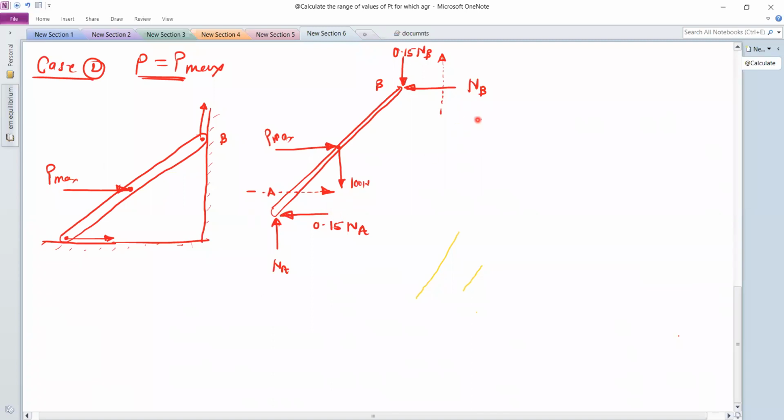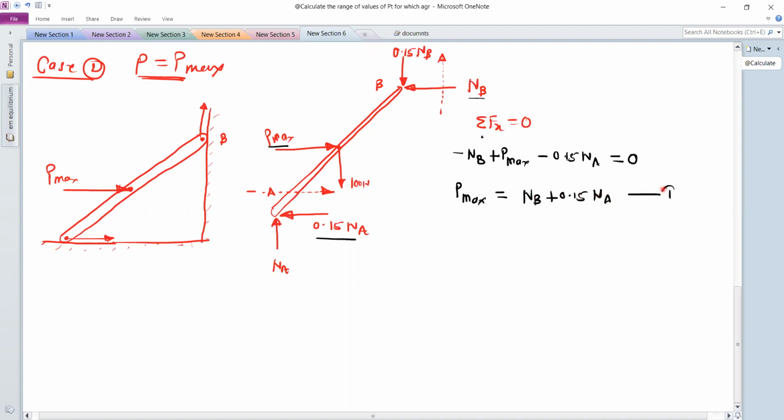Now use the conditions of equilibrium. Take summation Fx equal to 0. For the Fx equal to 0, we have NB on the negative side, so minus NB. Then P max on the positive x side, so plus P max. And this 0.15 NA is also on the negative side, so minus 0.15 NA, and this is equal to 0. From this equation, you can write P max is equal to NB plus 0.15 NA. Consider this as equation 1.